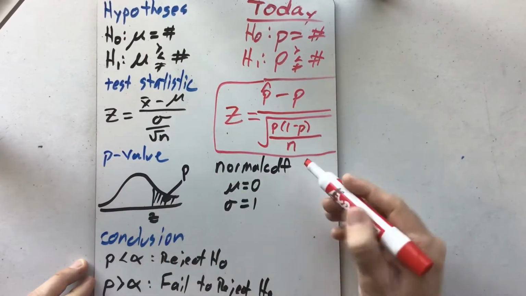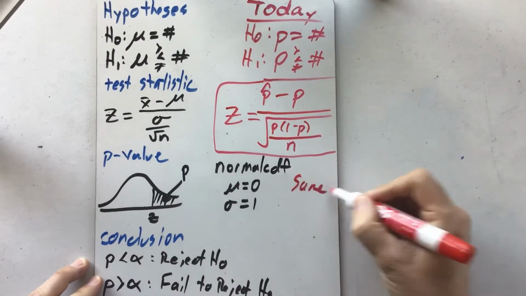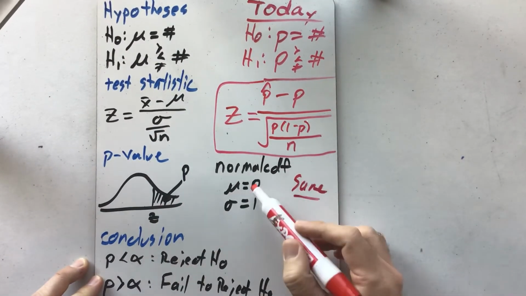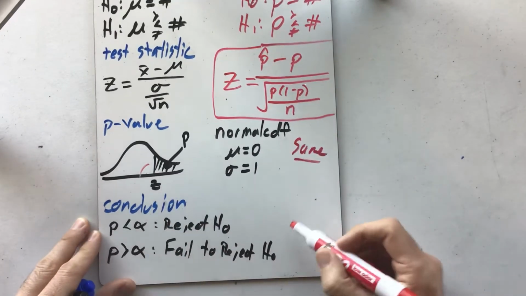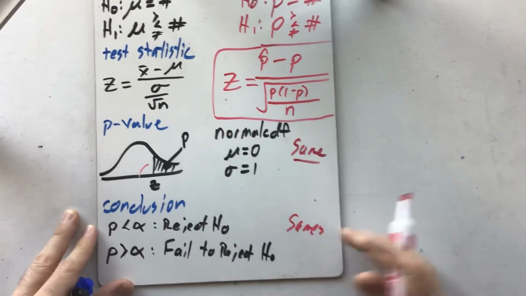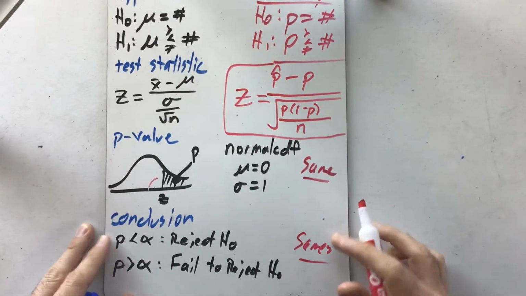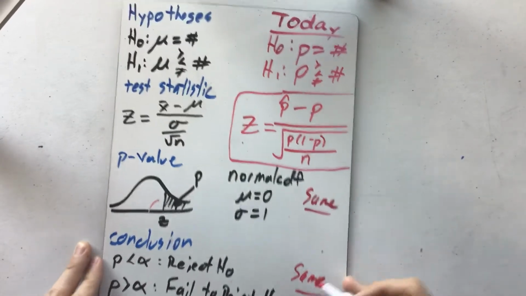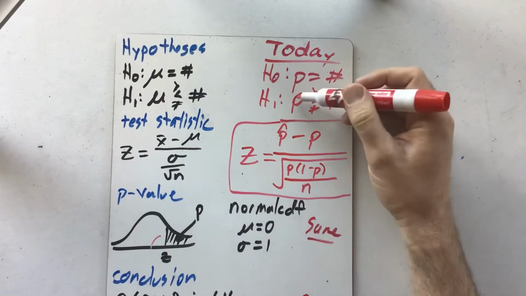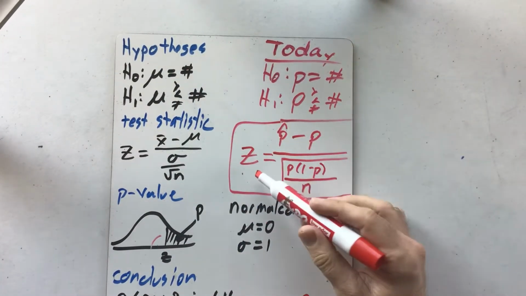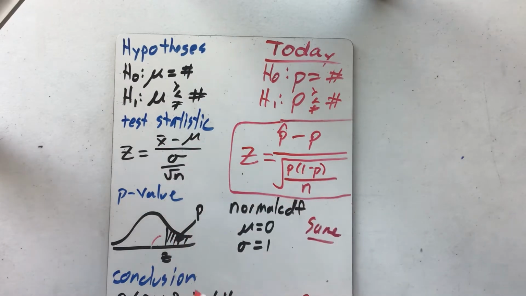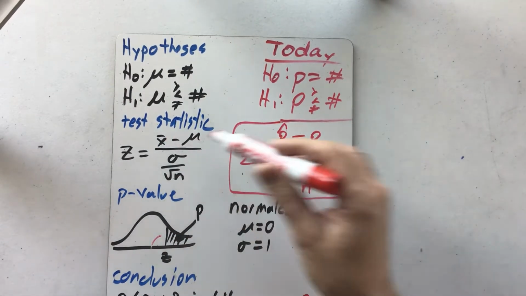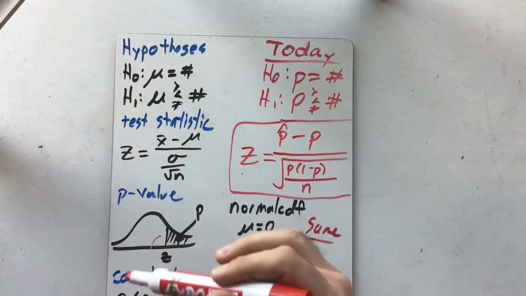So we still use the normal CDF, mu equals 0, sigma equals 1. We still find the p-value in the same way, and we still make our conclusions in the same way. So really, everything is the same, except for our hypotheses. We use p's instead of mu's, and in our test statistic, we use p hat and p instead of x bar and mu. But those really feel kind of the same.